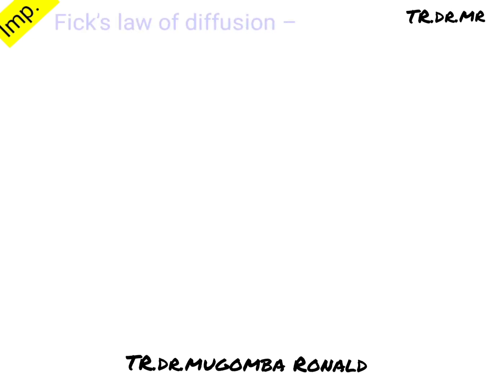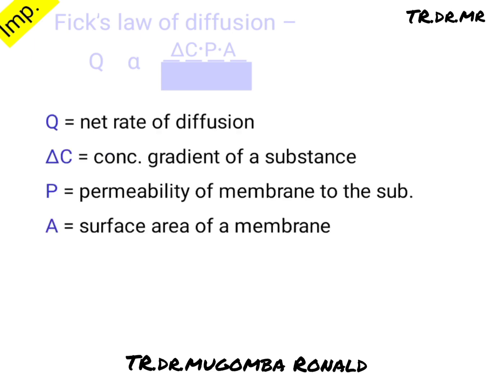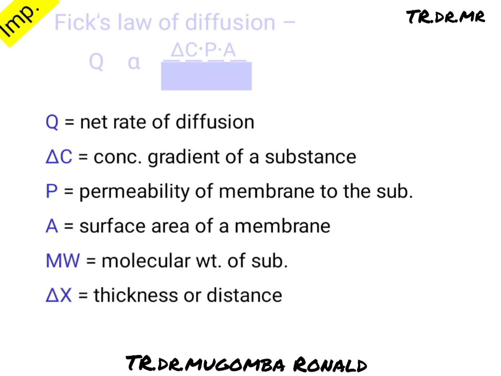It is important for us to note and look at this principle known as Fick's law. Fick's law tries to look at the rate of diffusion and put together all these other parameters which affect the rate of diffusion. So the net rate of diffusion is usually proportional to the concentration gradient of the substance.